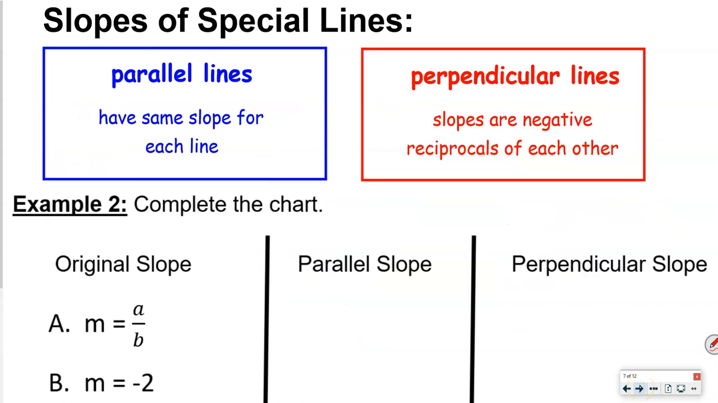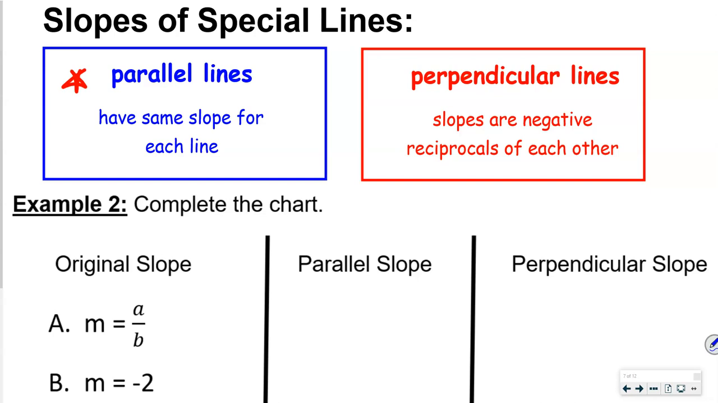All right, so the next thing here says slopes of special lines. So we got a couple blanks to fill in here in our notes. So go ahead and fill in this blank. Parallel lines have the same slope for each line. That's key, okay? Go ahead and fill that in. And then also fill in what it says for perpendicular slopes. So slopes are negative reciprocals of each other.